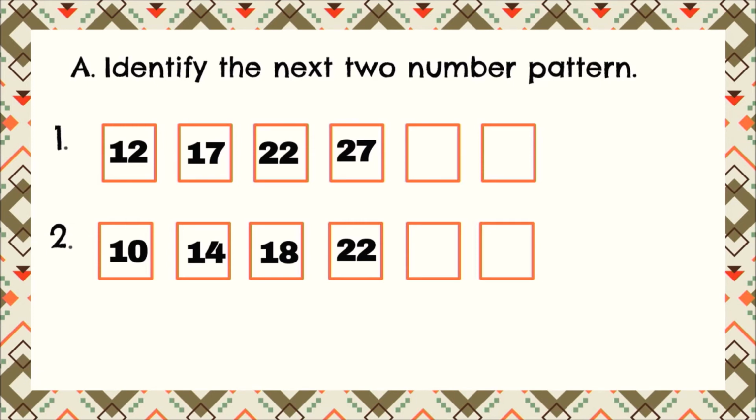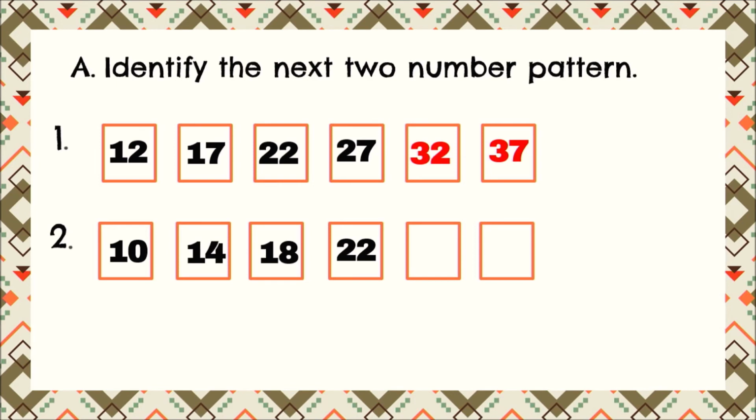Okay, the two last numbers. So 27 plus 5. What is the answer? For number 1, class, that is increasing order, 12, 17, 22, 27. And the next pattern is 32. 27 plus 5 is equal to 32. And then 32 plus 5 is equal to 37. Do you understand, kids? Okay, very good.